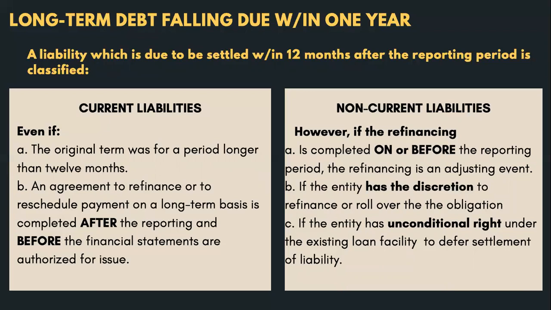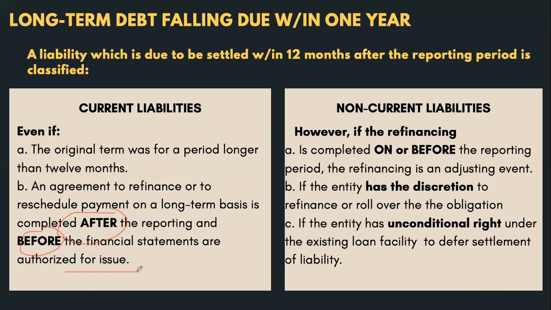Okay, mo ni akong gingon, di ba? 5 years siya ang iyang term, but for this year, on the 4th year, di ba, module na sa within 12 months, ka 5th year niya. Therefore, the liability is considered current na for the 4th year, di ba? Because to be settled sa within 12 months after the reporting period. And an agreement to refinance or to reschedule payment on a long-term basis is completed, take note of this, after the reporting period but before the financial statements are authorized for issue.